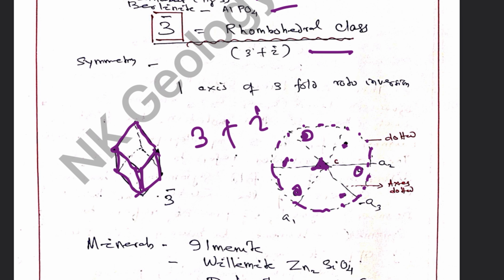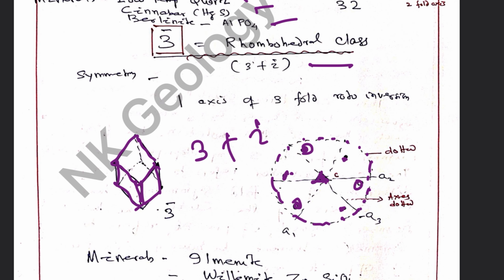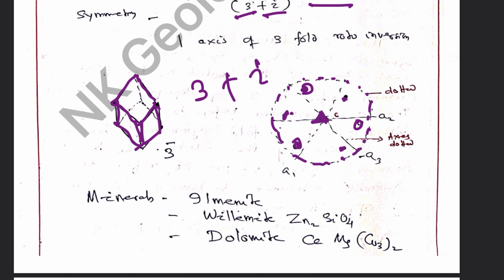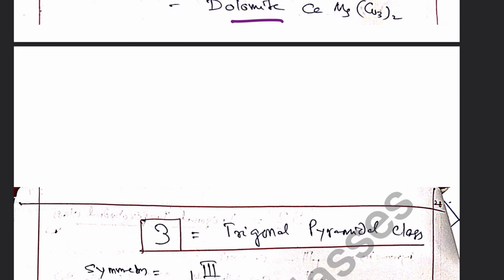So this is the rhombohedral class. 3 bar, 3 axis of rotoinversion, or we can say this is axis of 3-fold symmetry plus inversion with the center, or it possesses 3-fold axis of symmetry plus center of symmetry. Minerals are ilmenite, willemite, dolomite. These are the minerals which show this type of structure.